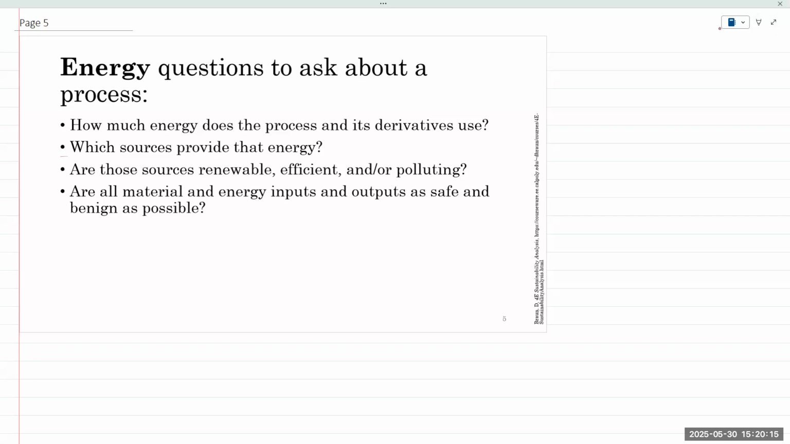So what kind of sources provide that kind of energy? Should be solar and wind. There's also hydrogen powered, but it's not taken off as much.